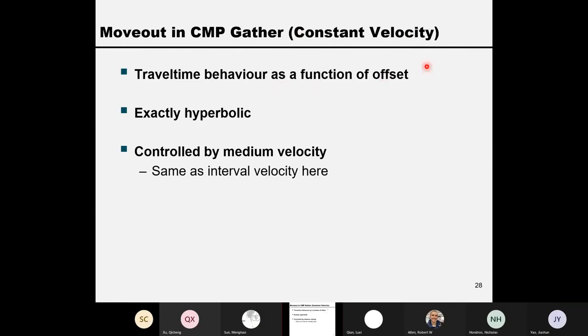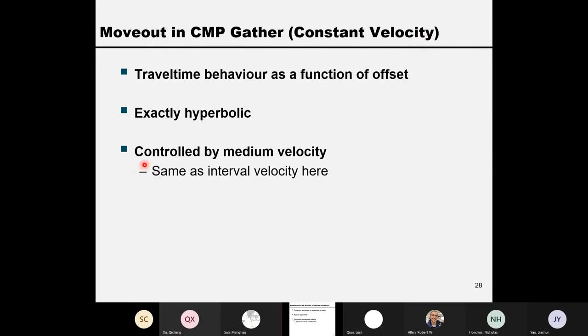Again, this assumes constant velocity, okay? And if it's a constant velocity, the equation is exactly a hyperbolic function. The curve is exactly a hyperbolic curve, if the velocity is constant, right?